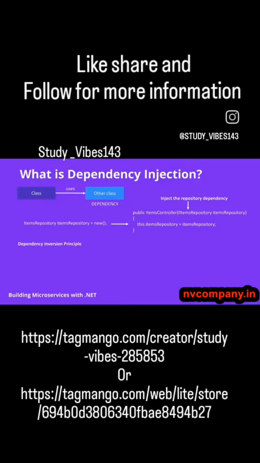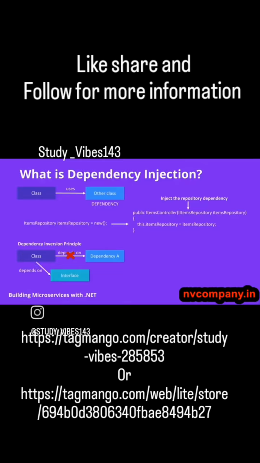The dependency inversion principle states that code should depend on abstractions as opposed to complete implementations. Let's bring again our class and one of its dependencies, dependency A. Currently, the class depends directly on dependency A. However, we can change this so that the class instead depends on an abstraction, which in the case of C# is an interface. And then we can have the dependency depend on or implement the interface.